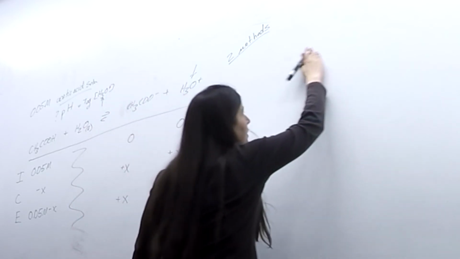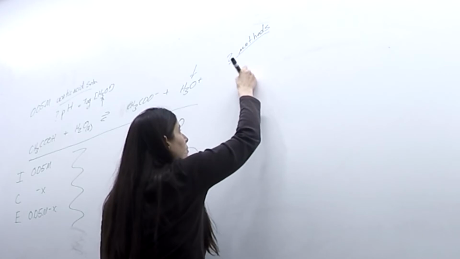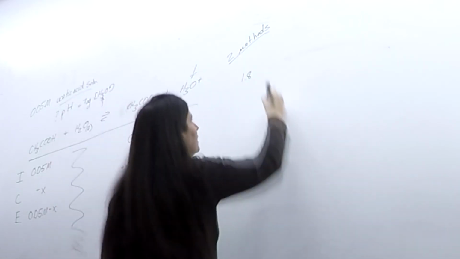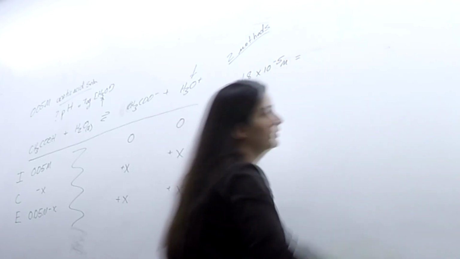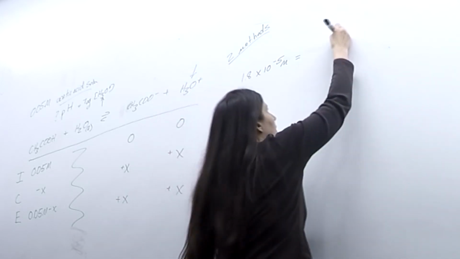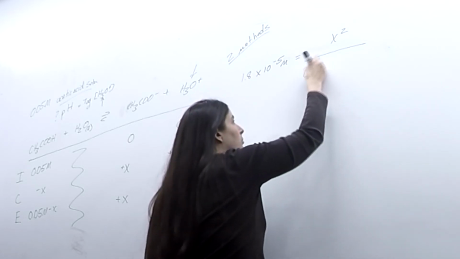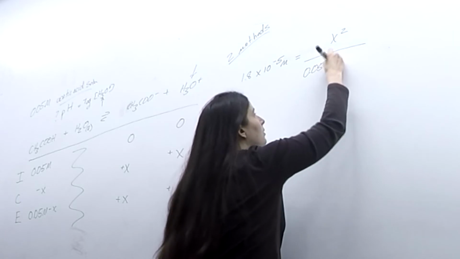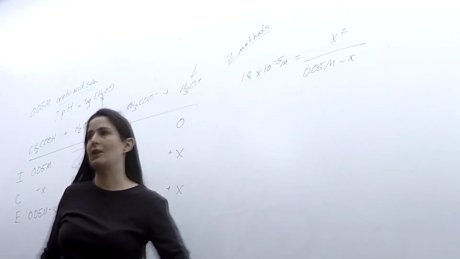So for the first one, we're going to put in these values here for our equation. So 1.8 times 10 to the minus 5 equals the concentration of our 2 ions here. That's X and X, so X squared over 0.05 molar minus X. All right, so that's the equation we need to solve for.